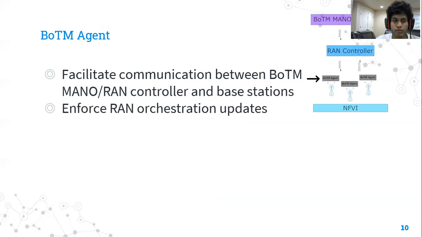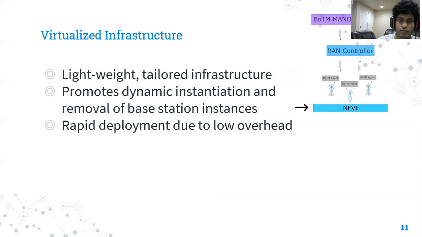And so at the next level, we have the BoTM agents, and these are fairly lightweight. They run over the top of a virtualized infrastructure or these virtual base stations, and mainly they're there to facilitate communication between the RAN and the MANO controllers with the virtualized infrastructure, and they enforce RAN orchestration updates, and they promote this level of orchestration in the network.